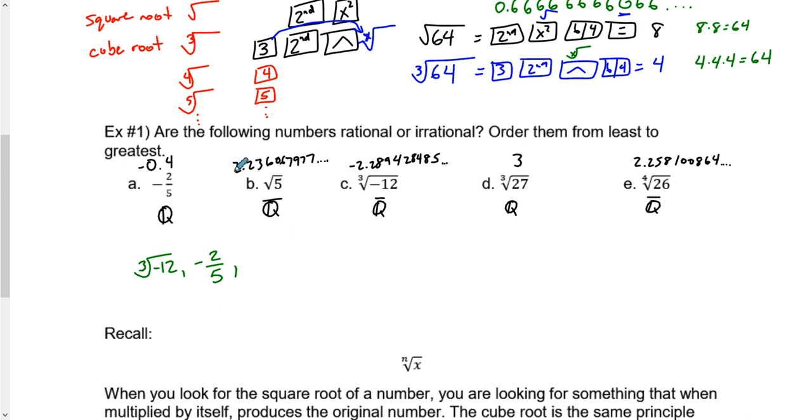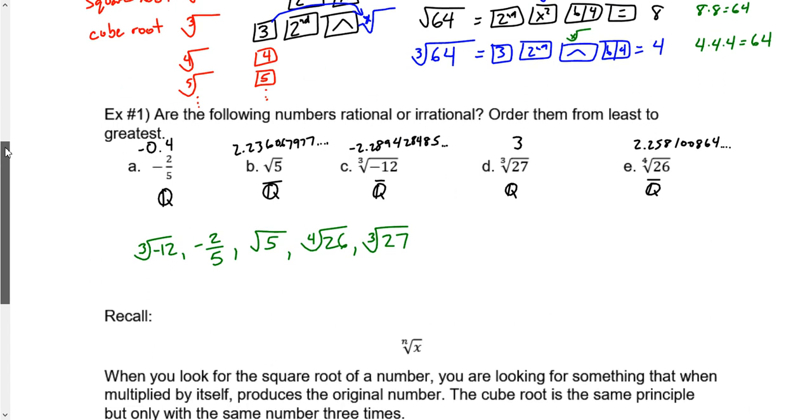Next number, well, we're looking at 2.236 or 2.258. Obviously, our next largest number will be the square root of 5. Then the fourth root of 26. Oh, that's wrong. That is not the number that was given. Even though it does work out perfectly, it's not what I want. I want you to order these numbers from least to greatest. It's the cube root of 27. And there's our ordering.